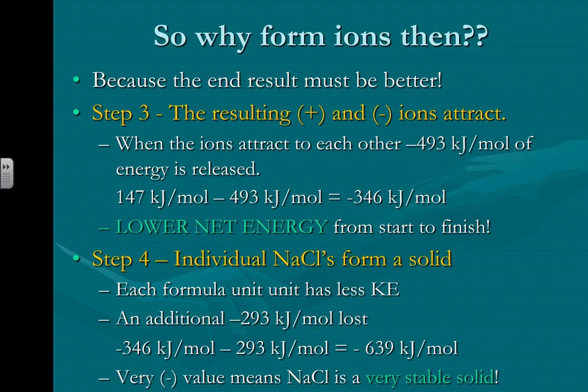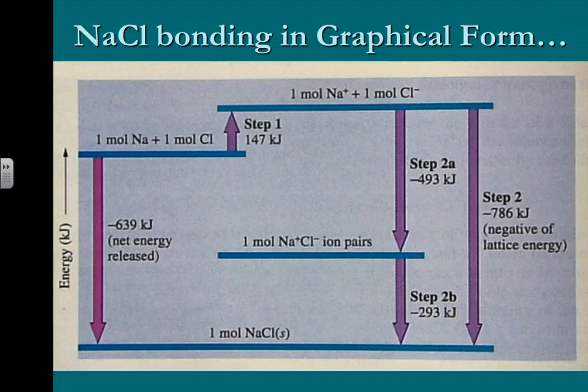To also give you just a little bit more information, this graph will also show similarly what we just talked about. So it's kind of crazy and all over the place, but if you follow it, here would be the starting point. So 1 mole of sodium and 1 mole of chlorine, and these are the atoms, and you can see 147 kilojoules is actually required to form the ions. Then when we pair the ions, you can see here 493, and then if we form the solid plus the 293, that gives us the overall of 639 kilojoules.